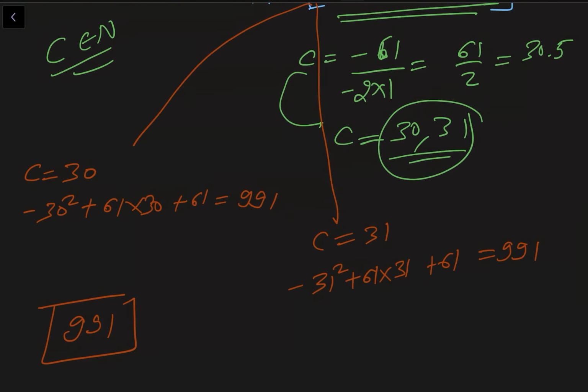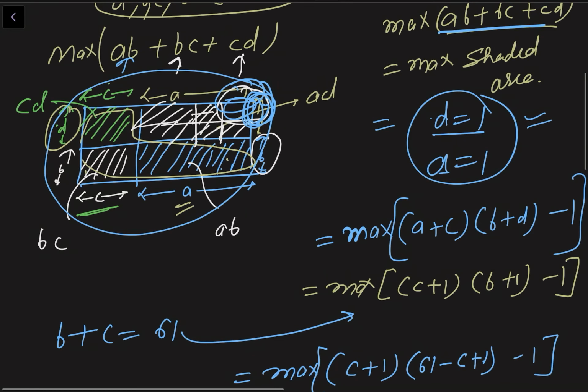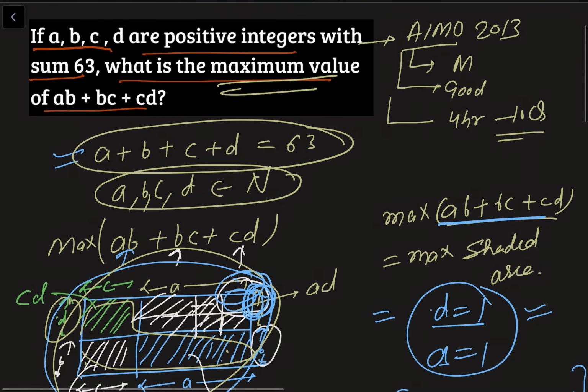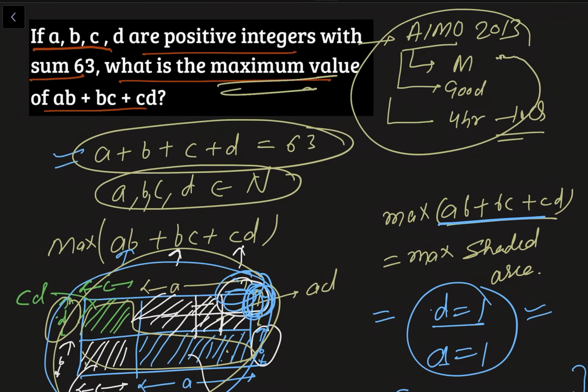See how amazing this question is. With the help of geometry, we actually solved it. We found the maximum value. So this is the way we need to attempt an Olympiad question. This is the thinking level which we have to go to.